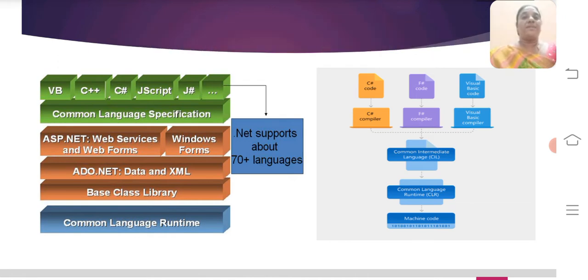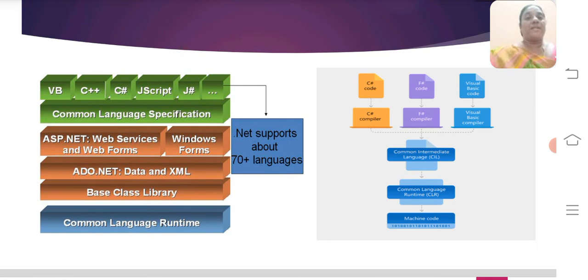And the third one contains web services and web forms used for creating web-based applications. It also provides Windows Forms, which is used for creating Windows applications. After that, it provides ADO.NET. With the help of ADO.NET, we can include a database in our application. Base Class Library: this base class library provides different predefined classes and methods. We can directly use these classes and methods in our application.